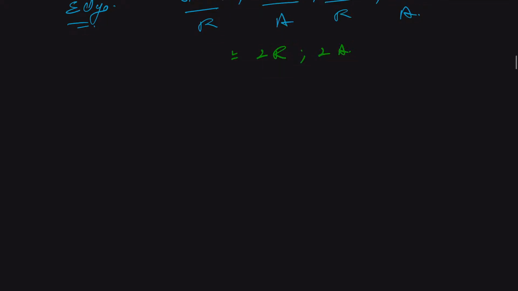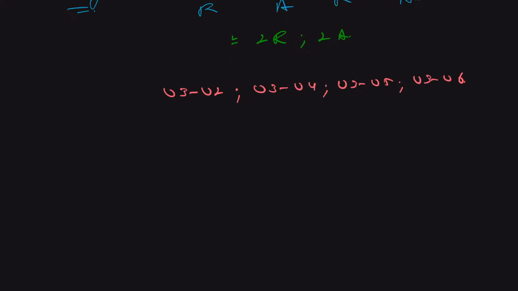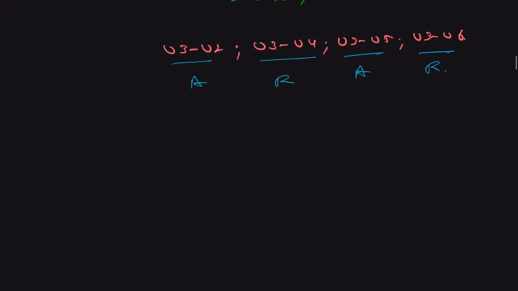Now we come to the second one, and we can write this as V3, V2, V3, V4, V3, V5, and V3, V6. V3, V2 is going to be attractive, V3, V4 will be repulsive. Similarly, this will be attractive and this will be repulsive. So once again, in this case, we have 2 attractive and 2 repulsive.